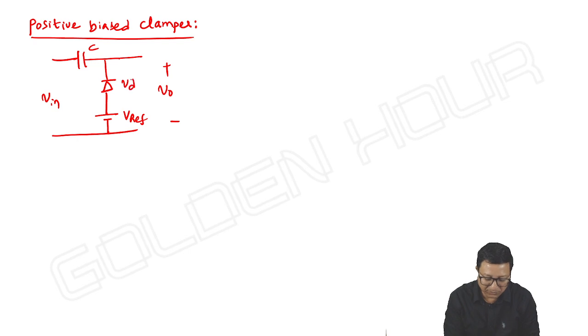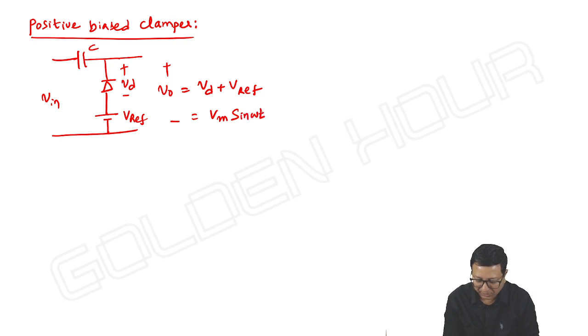Just simply, we know what happens across the diode. Actually, here I am writing VD from cathode to anode, right? To be frank, voltage across the diode means most of the times we deal with anode to cathode voltage only. Okay, it doesn't matter, for the sake of our convenience I am doing it. V output is equal to VD plus V reference. What is VD, friends? We know VD is equal to Vm sin omega t plus Vm, for which we need to add V reference. That's it.